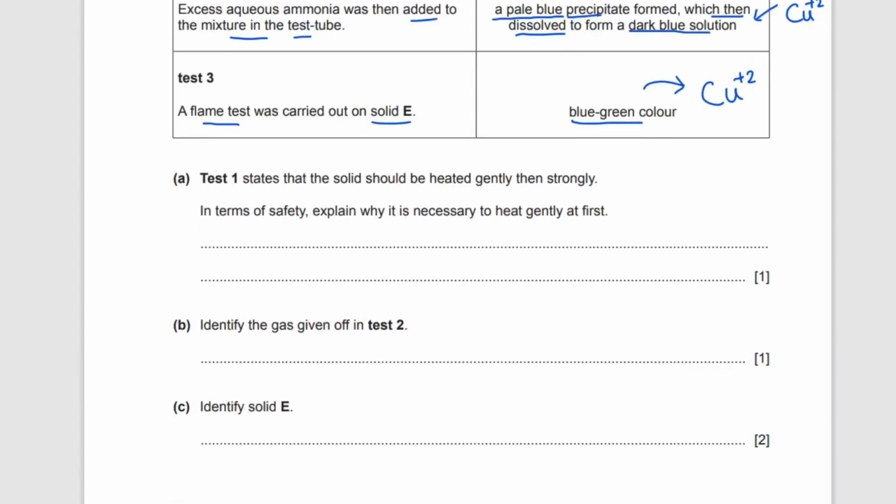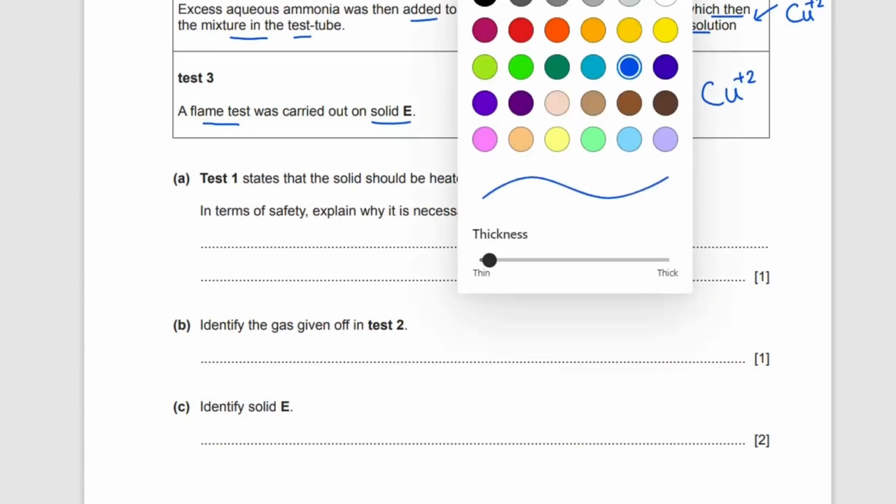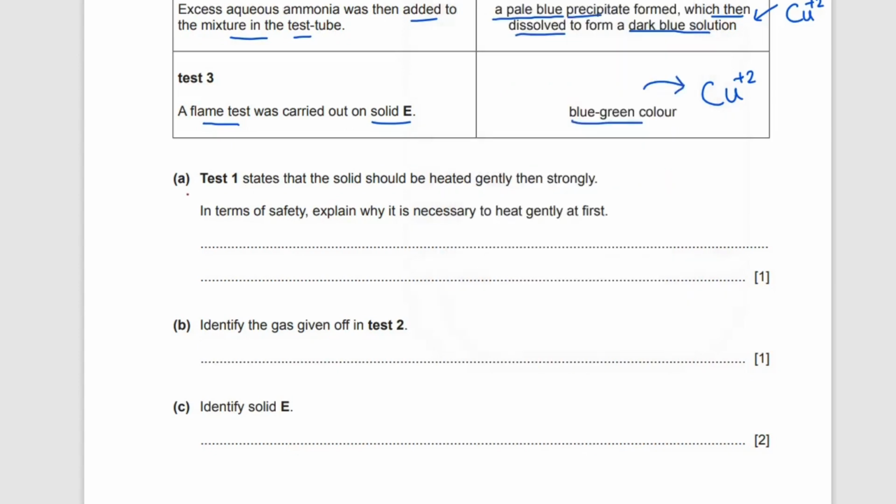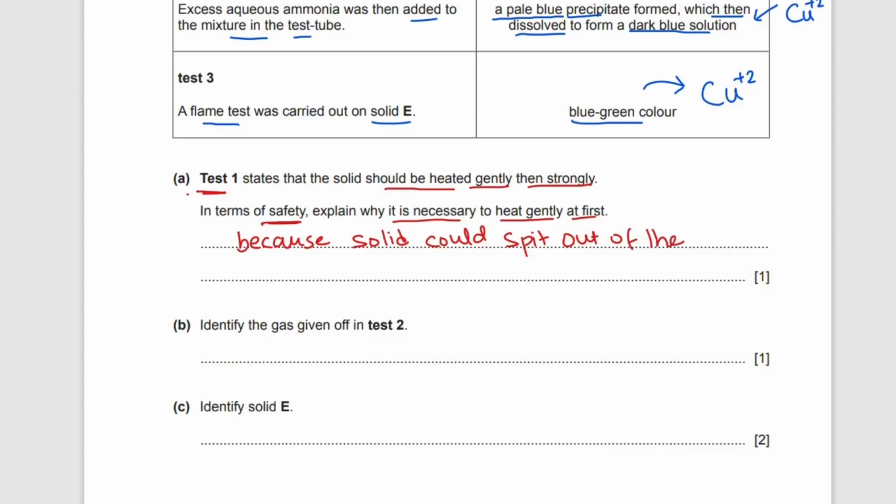So they are asking that test 1 states that solid should be heated gently then strongly. In terms of safety, explain why it is necessary to heat gently at first. Because solid could spit out of the test tube. Or you can also write the tube might crack.